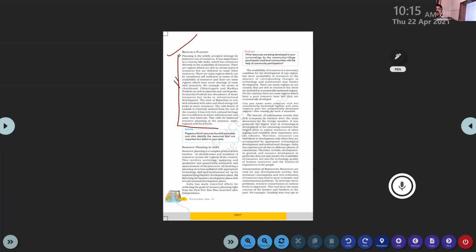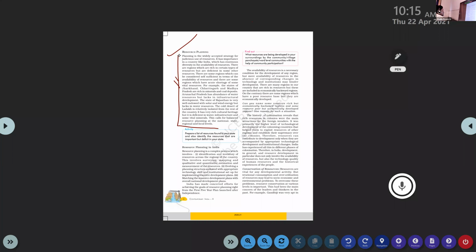First of all, you want to find out where these resources are available. What is the quality of that resource? What is the quantity? Is it possible to use? Whether the current technology we have makes it possible to utilize the resources or not. Such kinds of things you have to find out first.